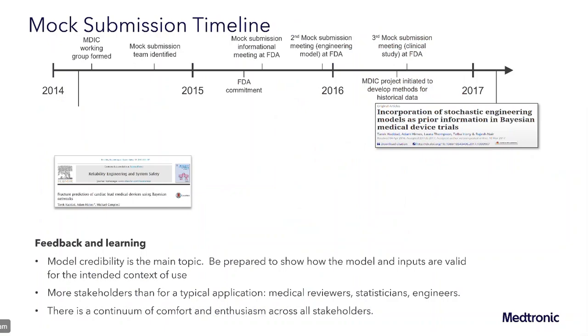So the timeline here was I went through about a 3-year process. There was a lot of work that was done beforehand, and then next I'll speak about the work that was done afterwards. Well, we learned a lot during this time frame. Model credibility is the #1 issue here.